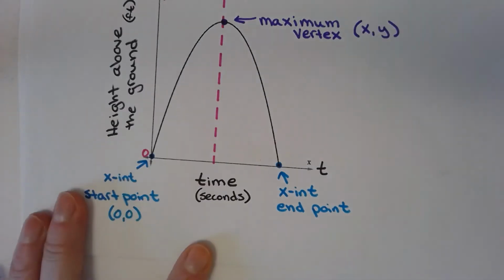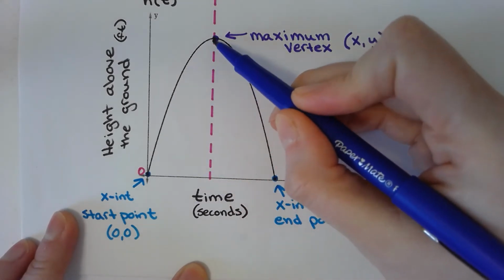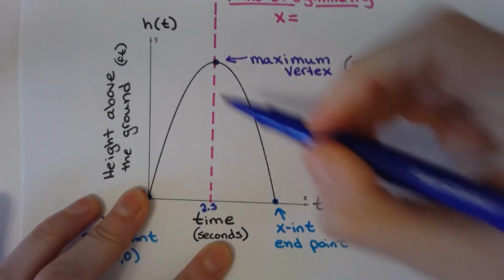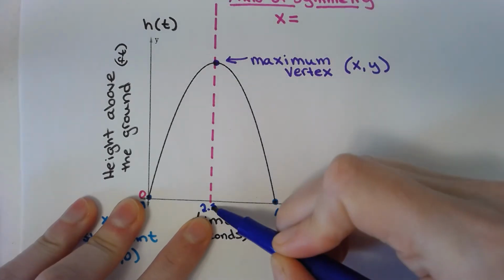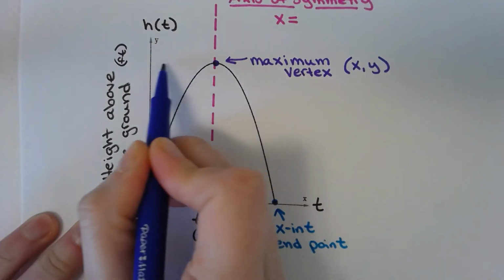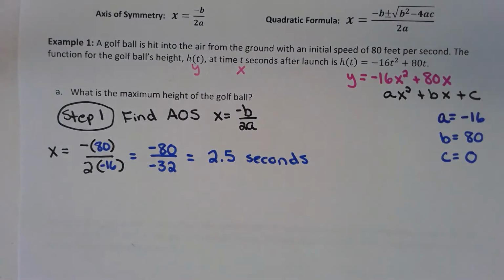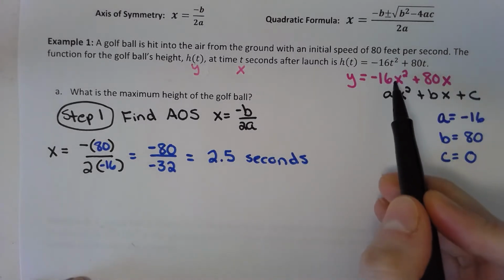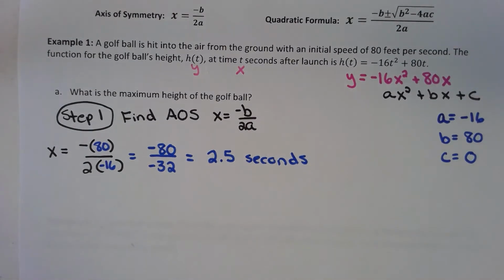Okay, here's what that means. When they hit the golf ball up into the air, it went up and up and up, and after 2.5 seconds, so my time right here would be 2.5, we have reached our maximum height. So we have the x value right there. Now we've got to figure out what the y value is that would go with it, which would actually be the height. Now what you are going to do is plug the answer that we just got for the axis of symmetry back into the original equation. Now you can use the h of t or the y equals, it doesn't matter to me. I'm going to do the y equals.